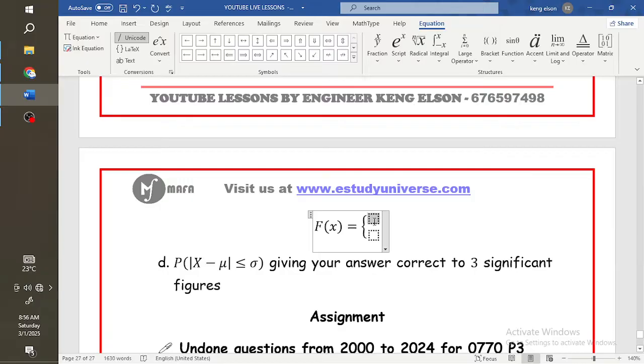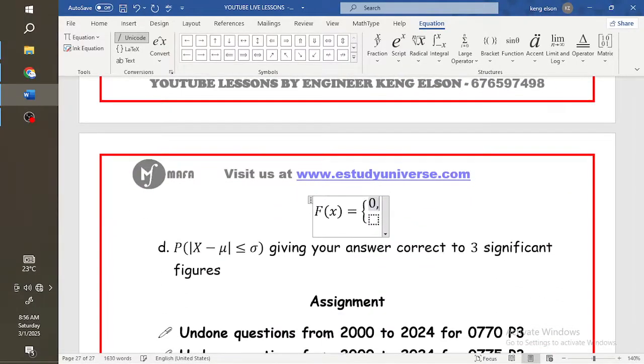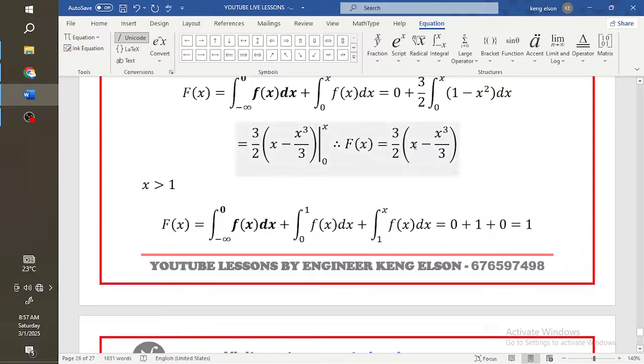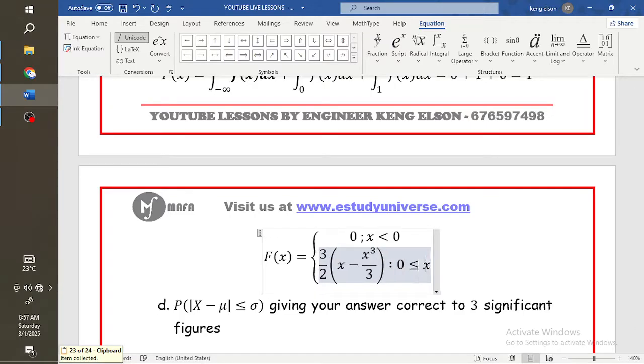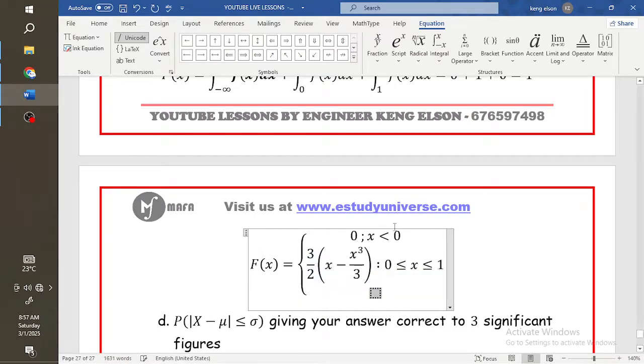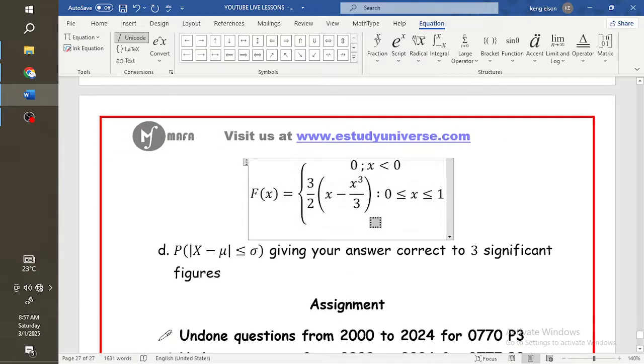So the first answer is for x less than 0, and the result is 0. So we have 0 for x less than 0. Now the second answer is for x between 0 and 1. So we have this expression for 0 less than or equal to x less than or equal to 1, and the last one is equal to 1. In this case, x is greater than 1. Good. So this is my cumulative distribution function.